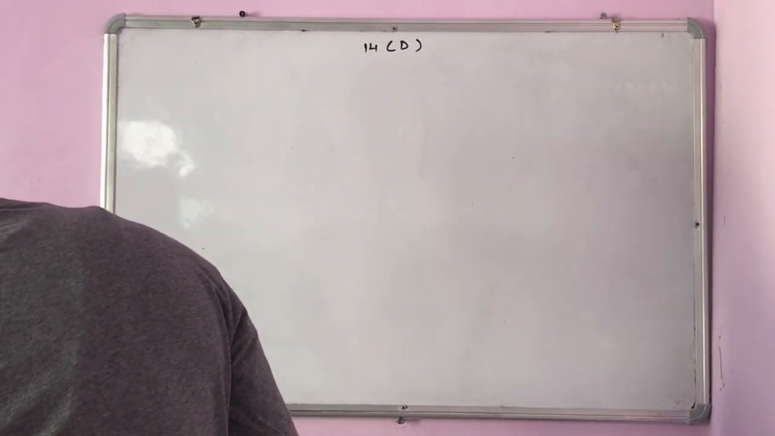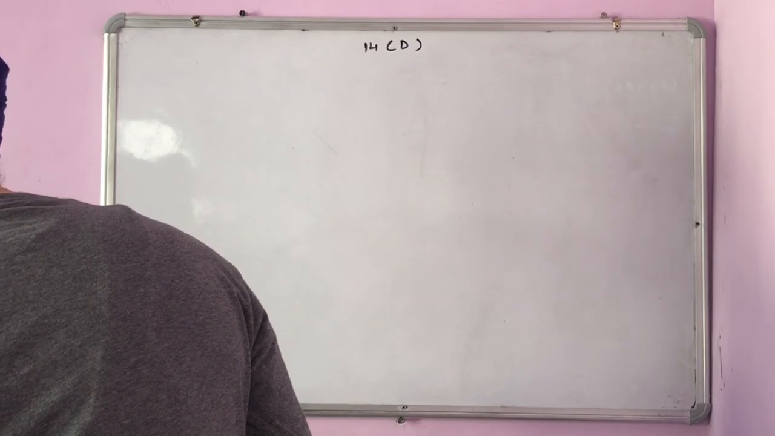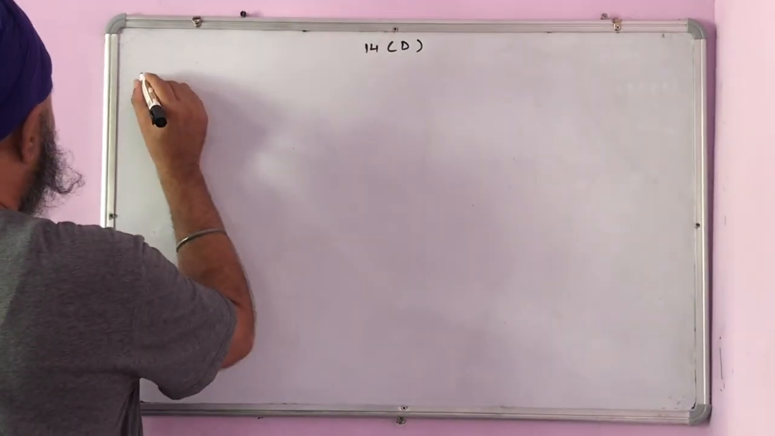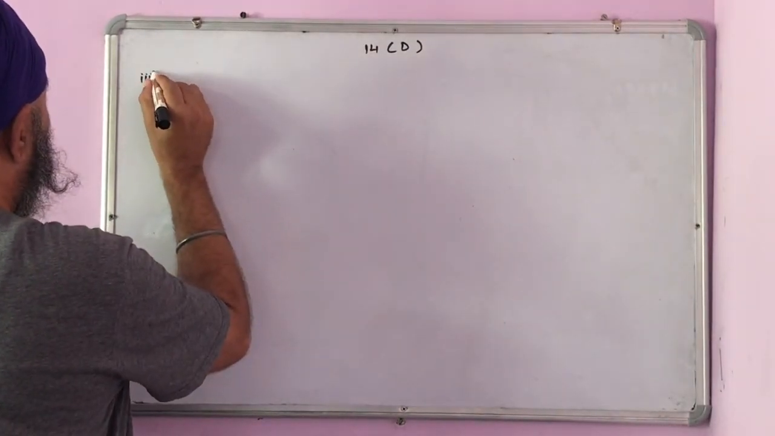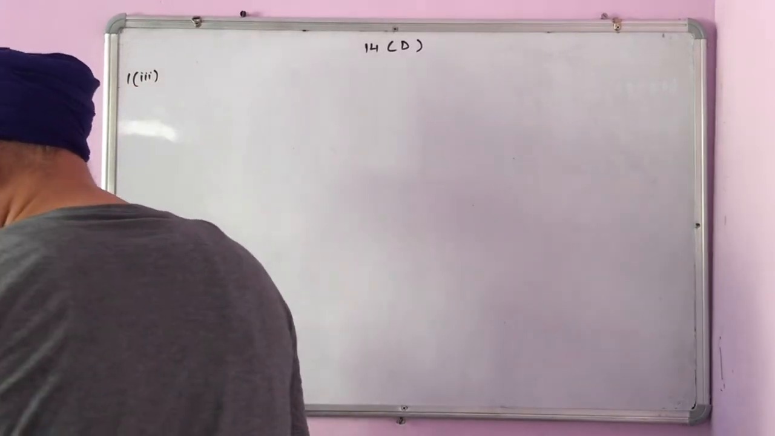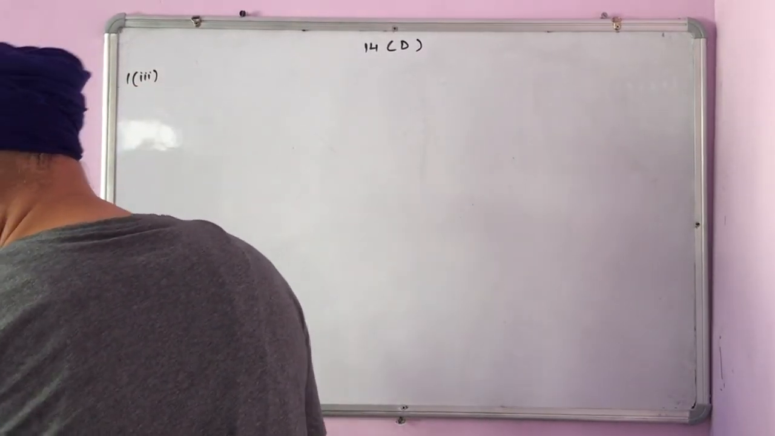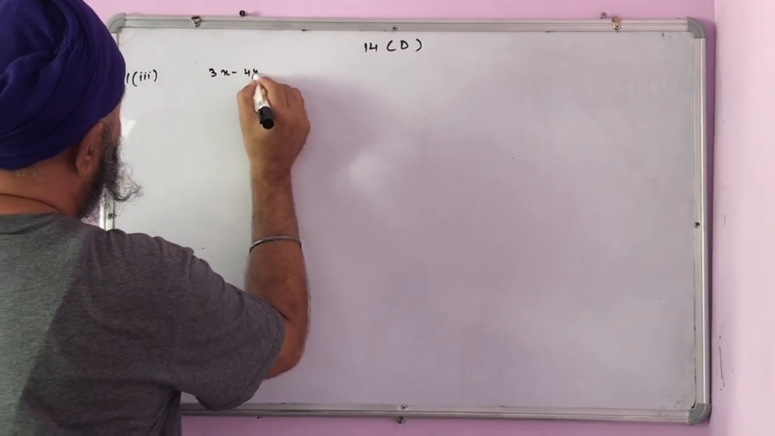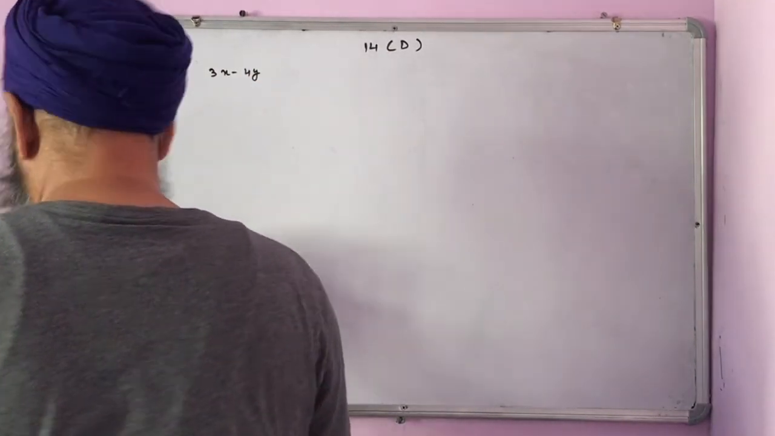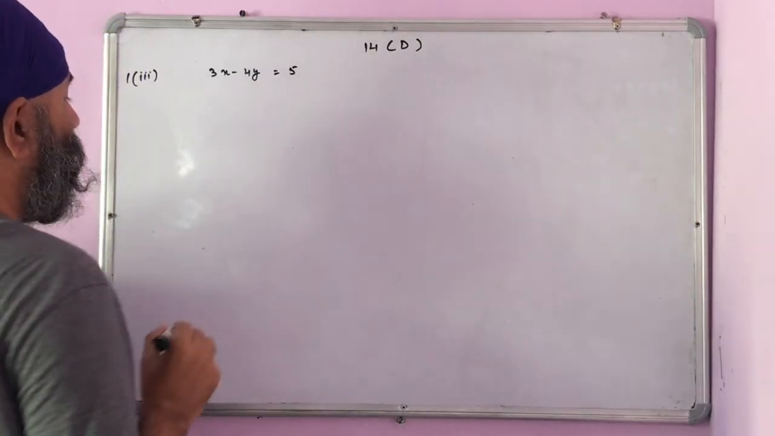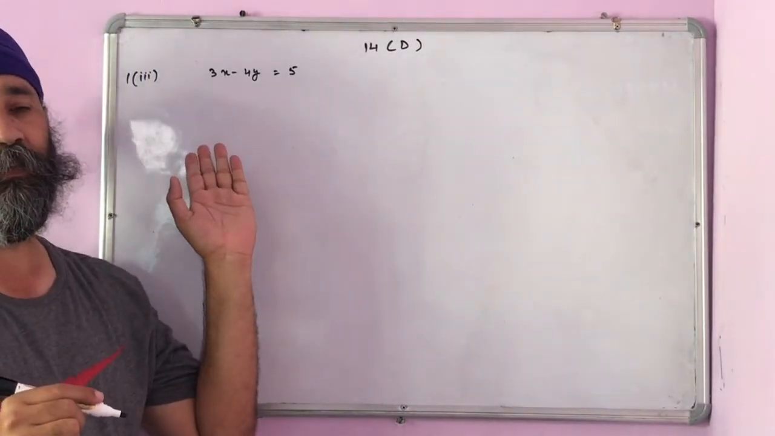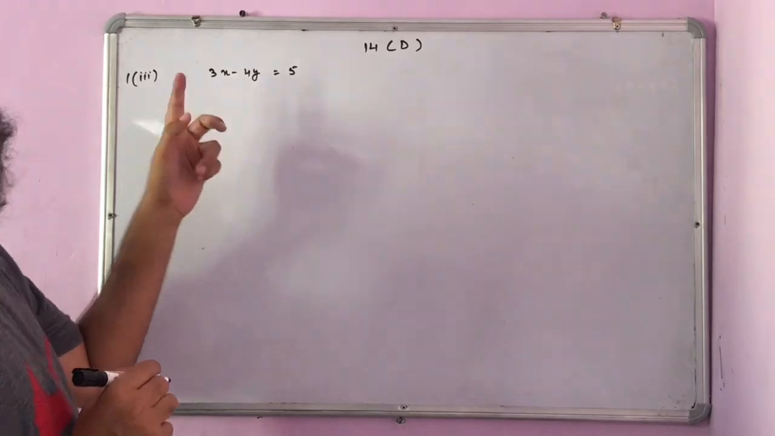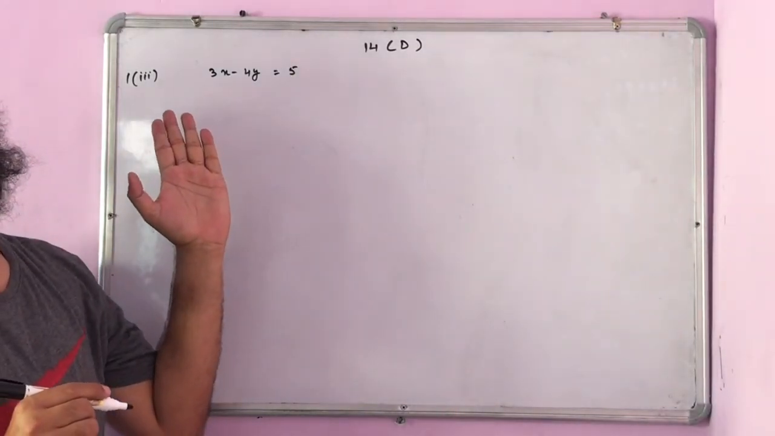For example, question number 1, part 3. We have to find the slope and y-intercept. Equation is 3x minus 4y equal to 5. So the method here is we make y the subject. We make y the subject.